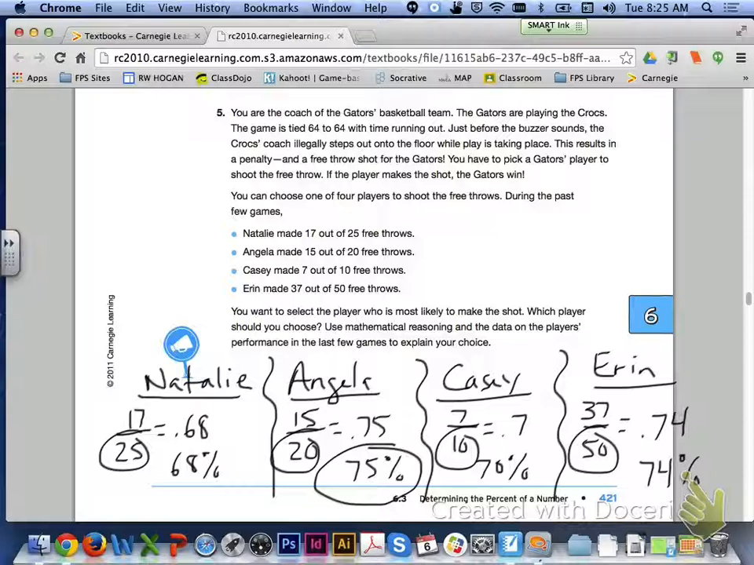17 divided by 25 gives me 0.68 on the calculator, which we know is 68%. 15 divided by 20 gives me 0.75 on the calculator, which is 75%. So either of those 2 methods are going to get you to your answer of Angela having the best free throw percentage.